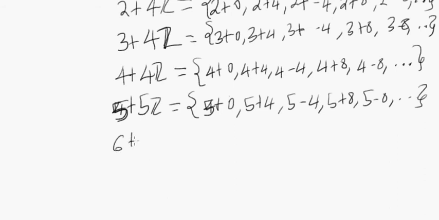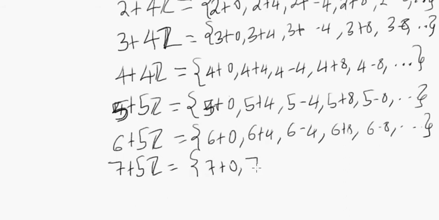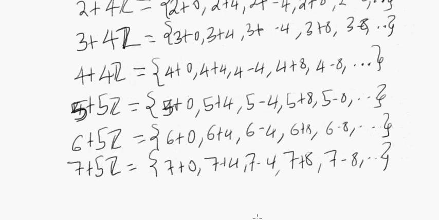So let's do that. What's 6 plus 5z? Well, 6 plus 5z is just 6 plus 0, 6 plus 4, 6 minus 4, 6 plus 8, 6 minus 8, and so on and so forth. And the final one here is 7 plus 5z. What does that give us? Well, 7 plus 0, 7 plus 4, 7 minus 4, 7 plus 8, 7 minus 8, and so on and so forth. Alright, so this is really the setup we now have, right?